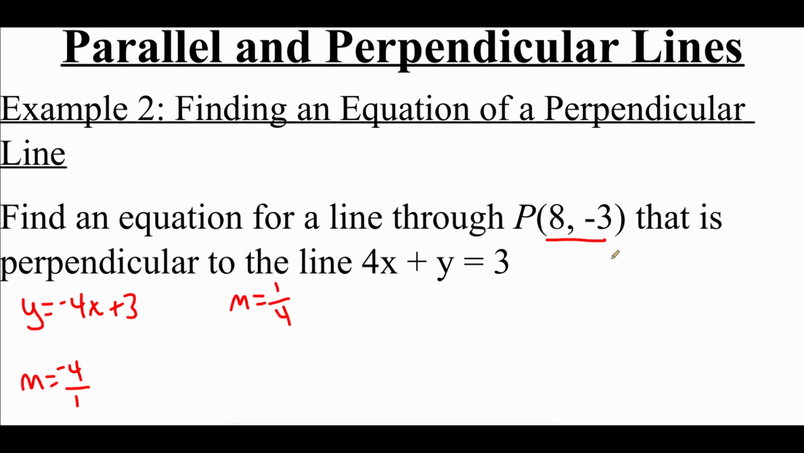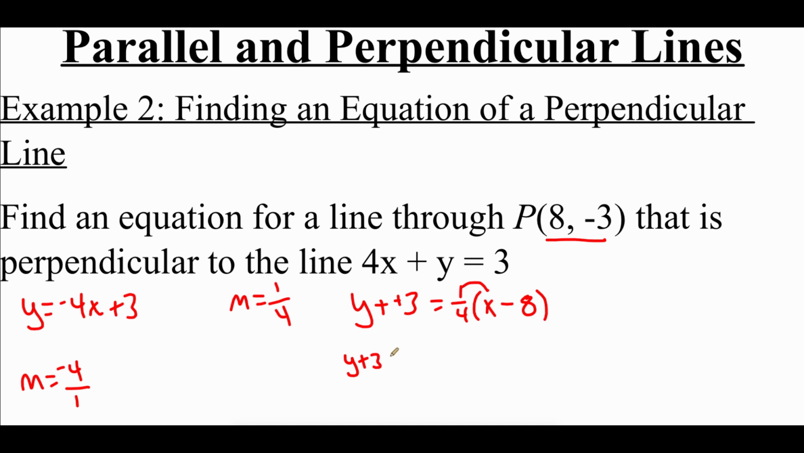Now we need to make sure that our line goes through the point (8, -3), so we're going to use point-slope form with this point and with our brand new perpendicular slope. So we're going to go y minus the y1 value, which is -3, equals 1/4 times x minus the x1 value, which is 8. I'm going to clean up the double negative on the left-hand side, so that turns into y plus 3. And on the right-hand side, I'm going to distribute the 1/4.